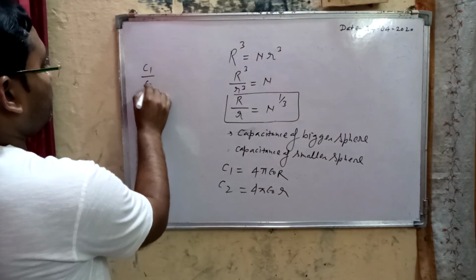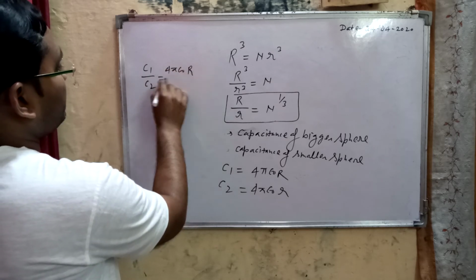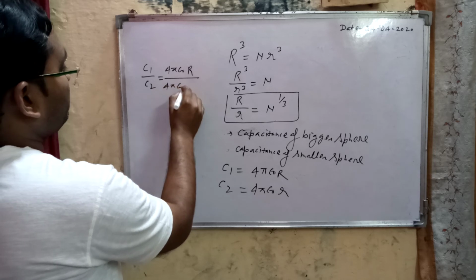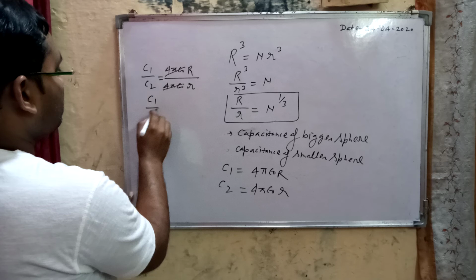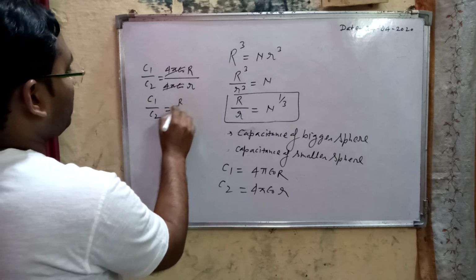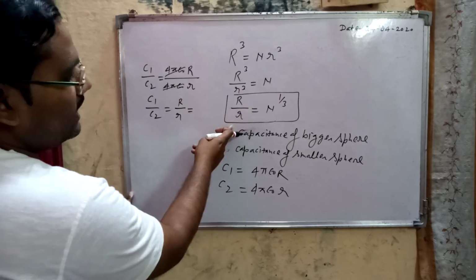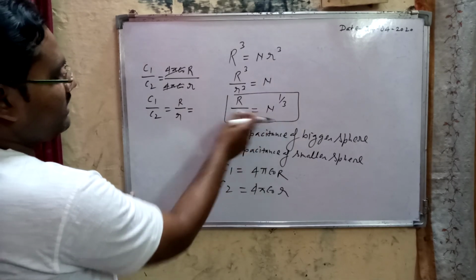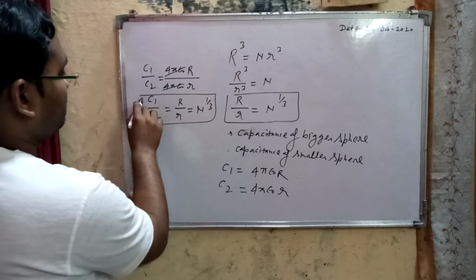Now C1 by C2 is equal to 4 pi epsilon naught capital R over 4 pi epsilon naught small r. 4 pi epsilon naught cancels. Here C1 by C2 is equal to capital R by small r, and capital R by small r in terms of the number of spheres is capital N to the power 1 by 3. This is the relation here.